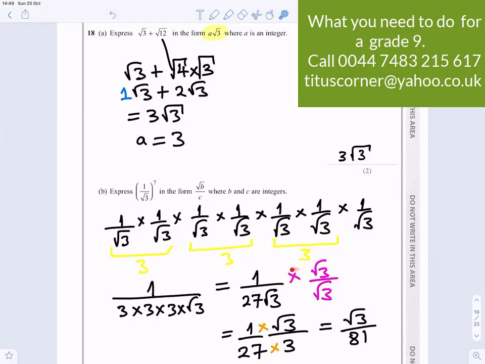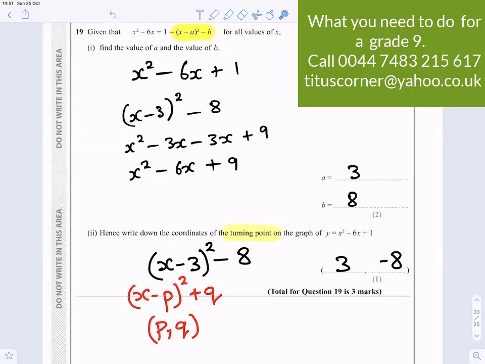So 1 times square root of 3 at the top, the numerator, it gives you square root of 3. 27 times square root of 3 times square root of 3 now at the denominator gives you 3. So 27 times 3 is 81. So that means this square root of 3 at the top is equivalent to this square root of b at the top there. So b is 3, c is 81. B is 3, C is 81.